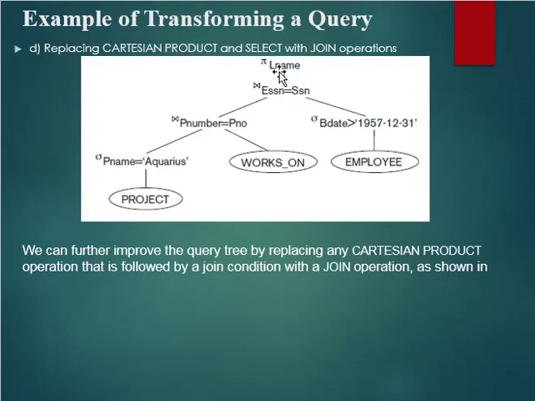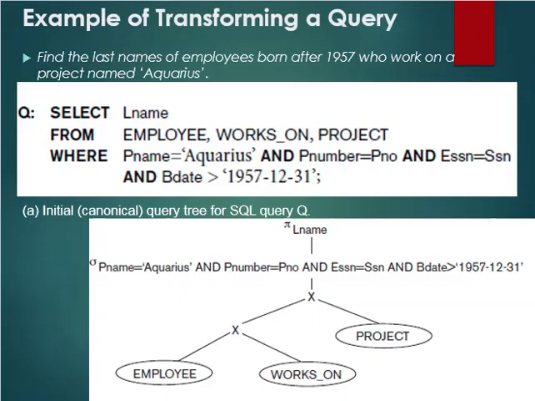We only require L name. And one more condition is there: birth date is greater than 1957. So we need to use the attribute birth date, which is greater than 1957, to get the valid tuples. The birth date is also coming from the employee table.